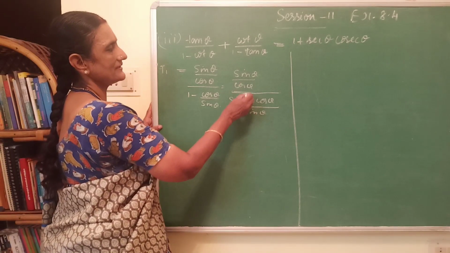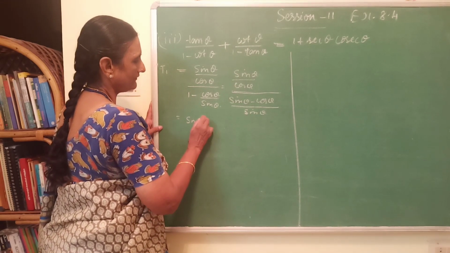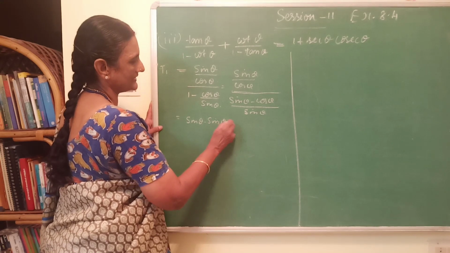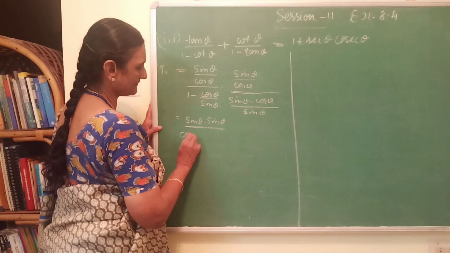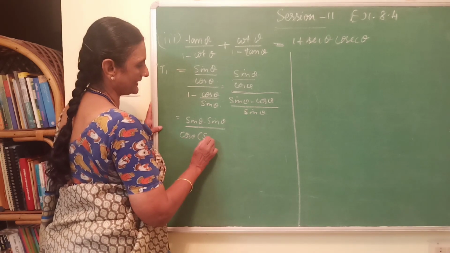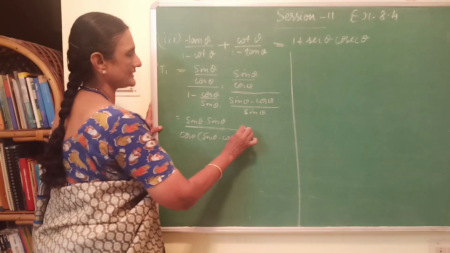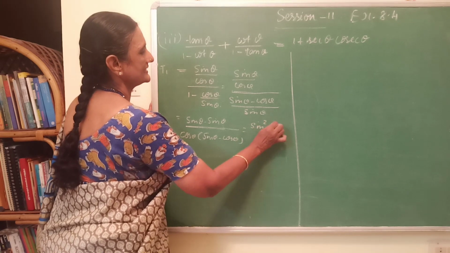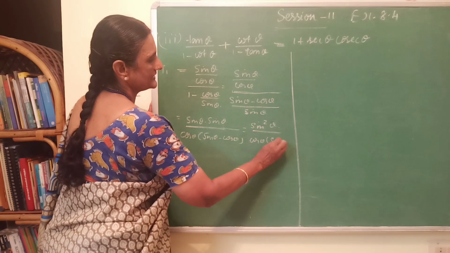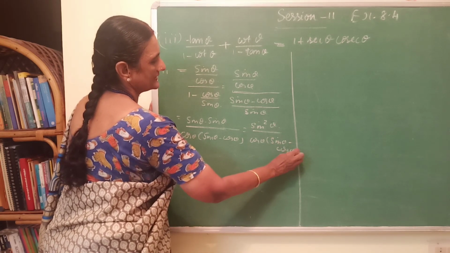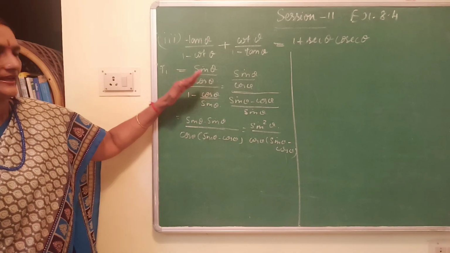Now the denominator will go to the numerator. So there you have got sin theta into sin theta divided by sin theta cos theta into sin theta minus cos theta. This is nothing but sin square theta divided by cos theta into sin theta minus cos theta. This is how the T1 or term 1 has become.